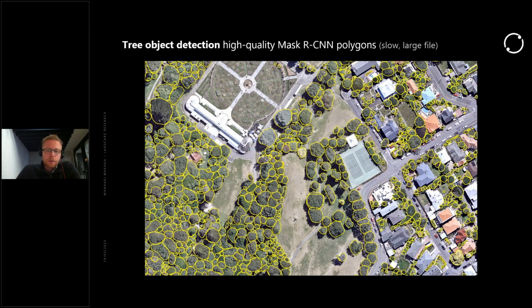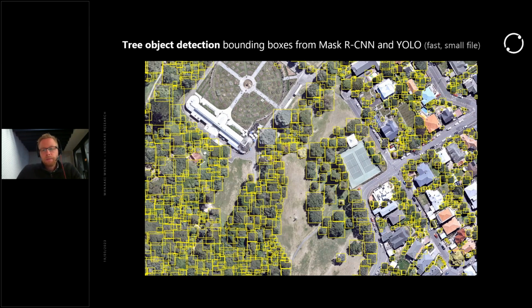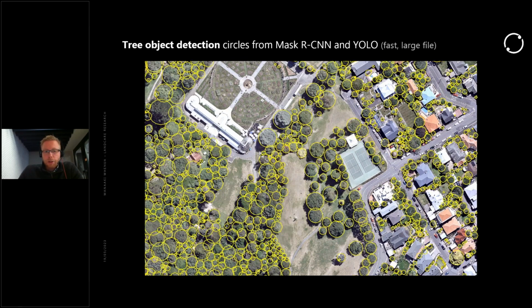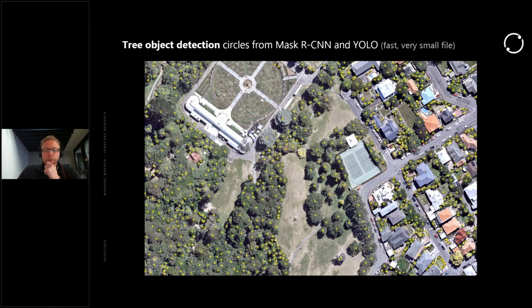What you can do is reduce it down to the actual bounding box of these objects, which will be a lot faster and lead to a smaller file size. But it doesn't really look very attractive and not realistic. What you can do is just store the circular shapes of those object detections, which is also very fast. But for very large applications, mapping entire cities or regions or at a national scale, what I would recommend is just storing the individual centroid points of those object detections. It will be very fast and produce very small files, and you can encode all the tree crown parameters into the actual attribute table.